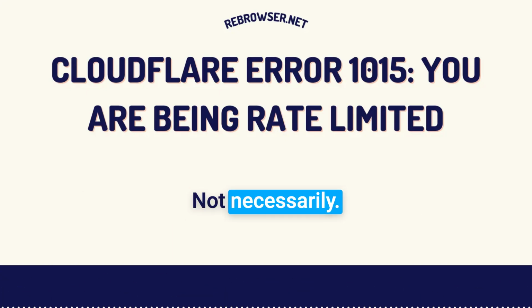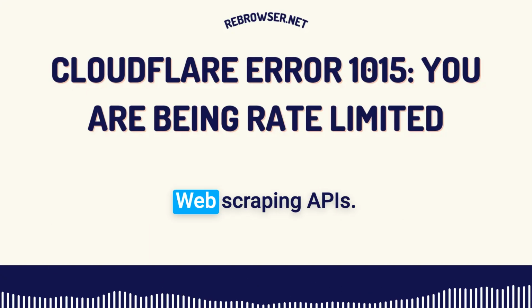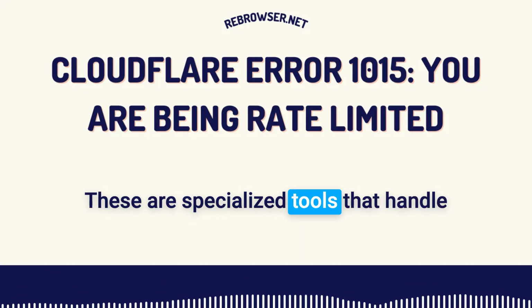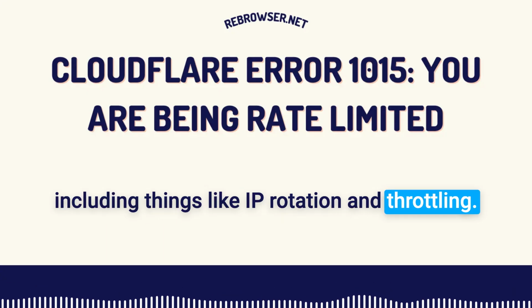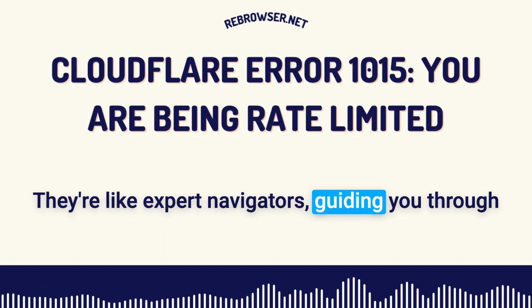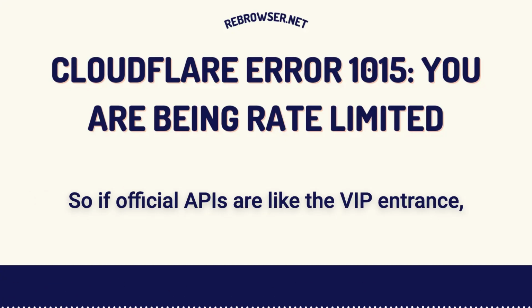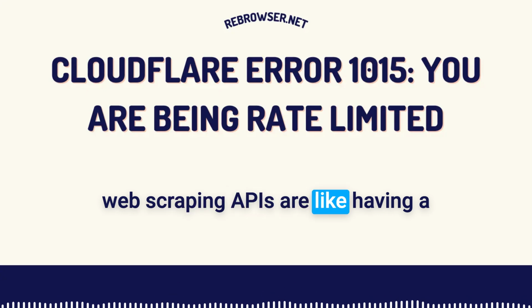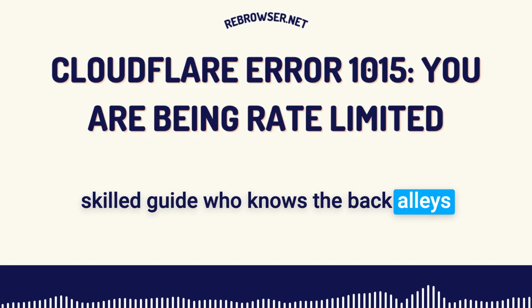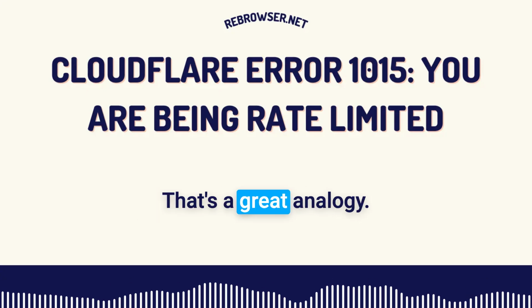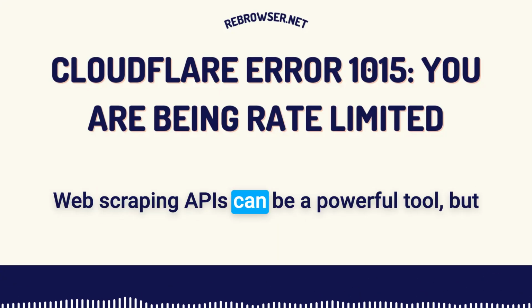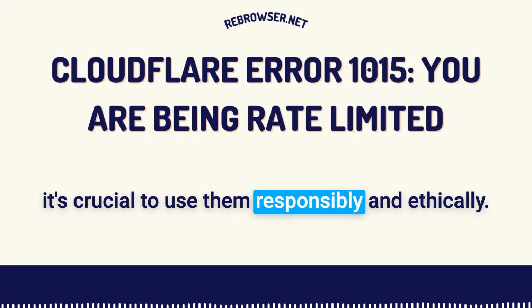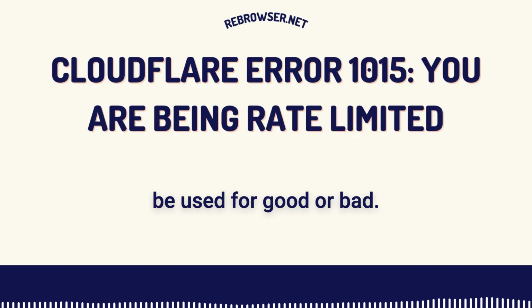Not necessarily. The article mentions another intriguing option, web scraping APIs. These are specialized tools that handle the complexities of web scraping for you, including things like IP rotation and throttling. They're like expert navigators, guiding you through the data jungle and avoiding all the booby traps. So if official APIs are like the VIP entrance, web scraping APIs are like having a skilled guide who knows the back alleys and secret passages of the data world. That's a great analogy. They both help you get to the data you need, but in different ways. Web scraping APIs can be a powerful tool, but it's crucial to use them responsibly and ethically. Just like with any tool, it can be used for good or bad.